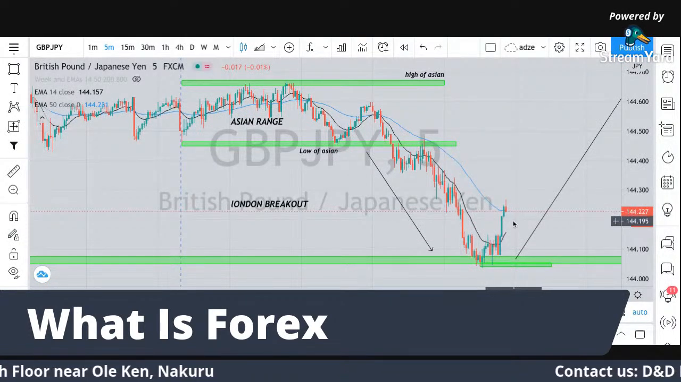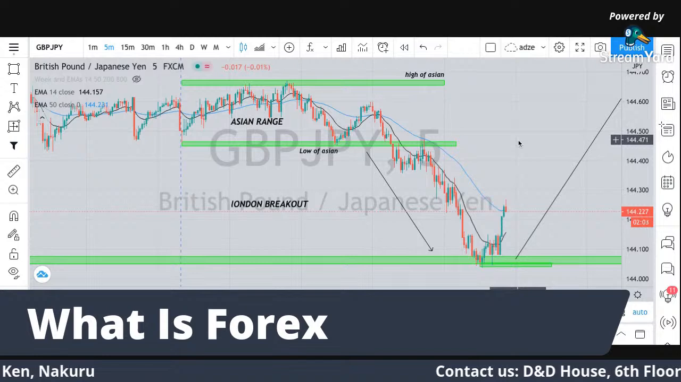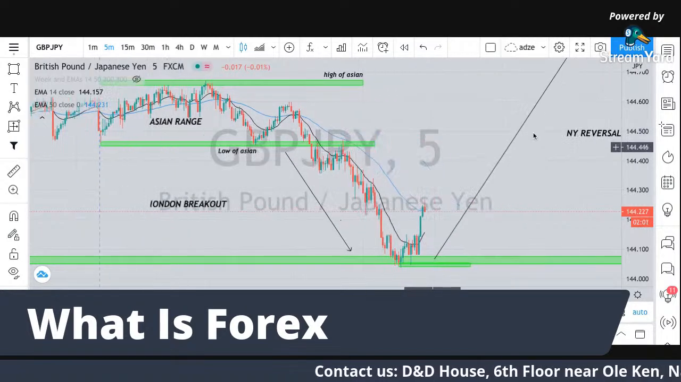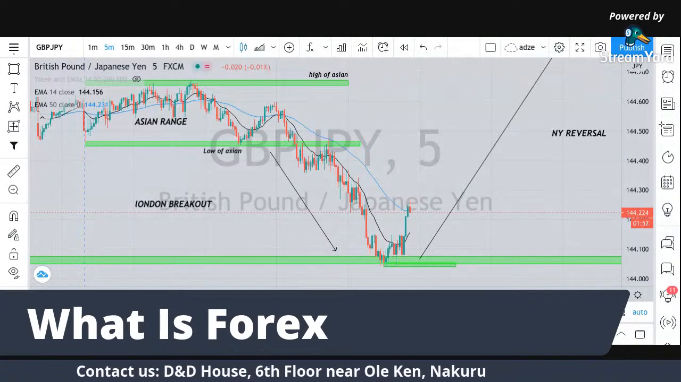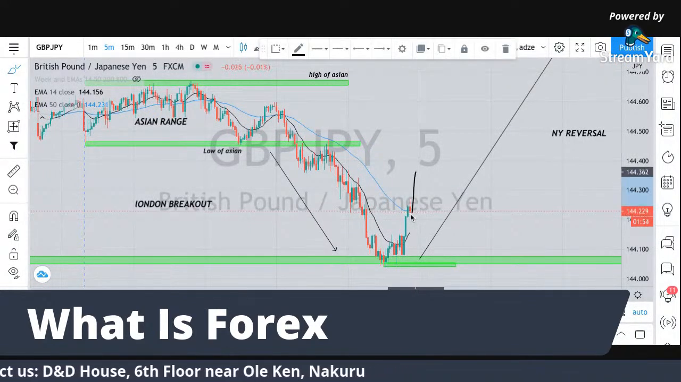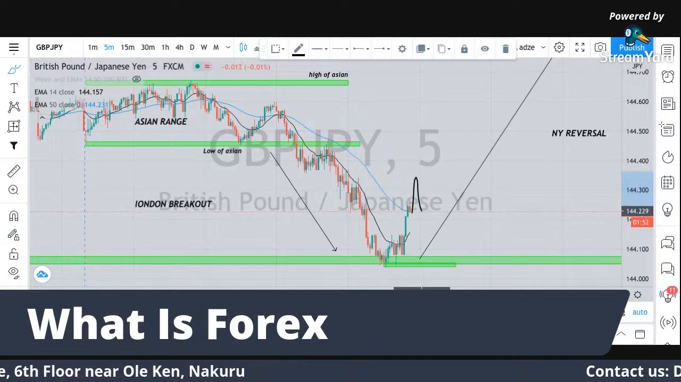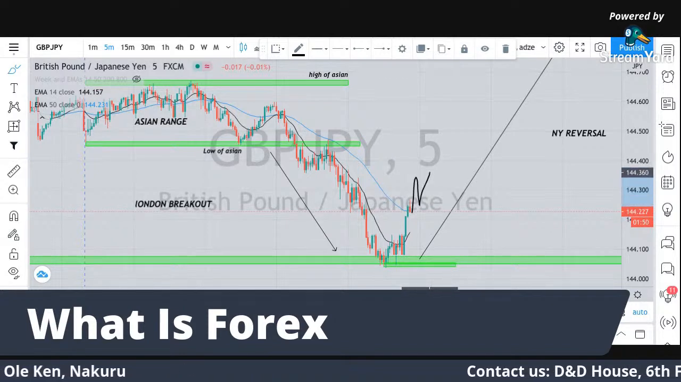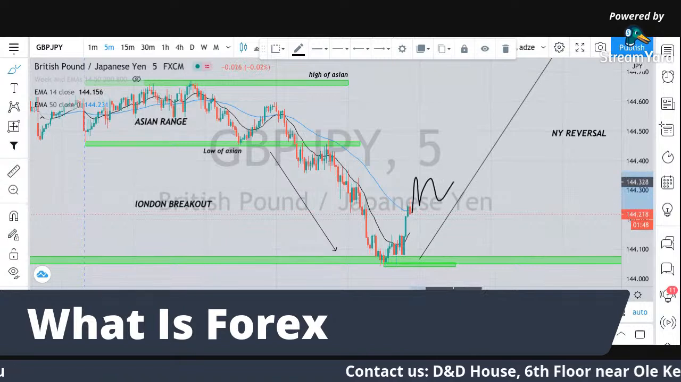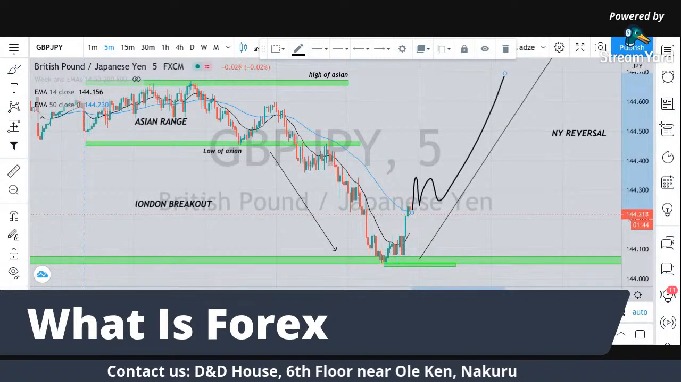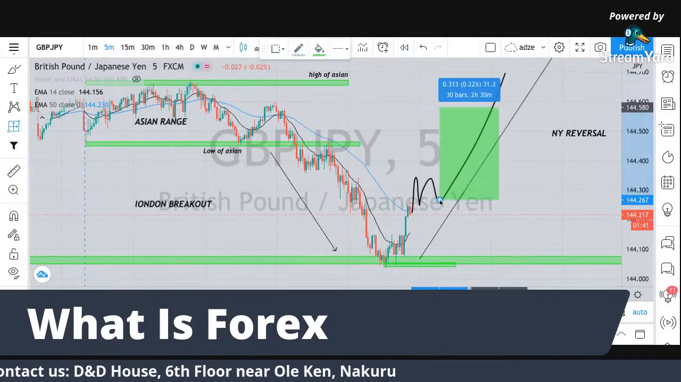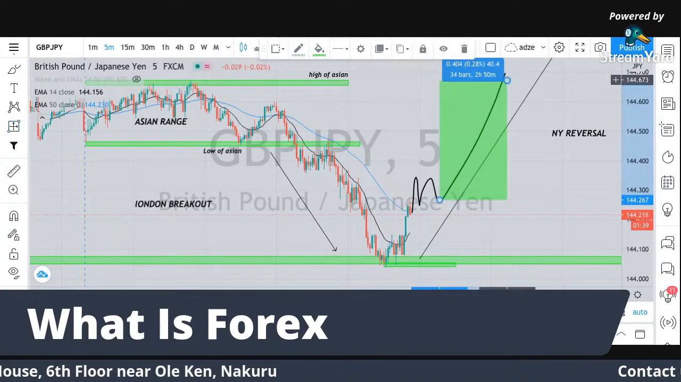Now, if you are currently observing, you can wait for a little bit for price to push like this, and then come back, do the same, and then you enter, and then we expect something like this. So we are looking at around 40 pips.